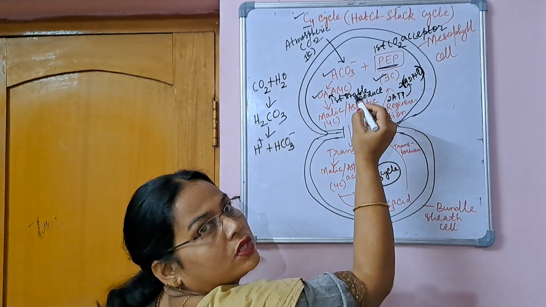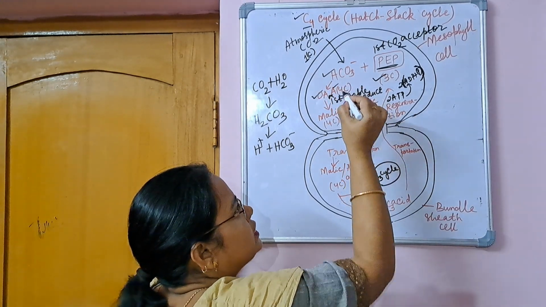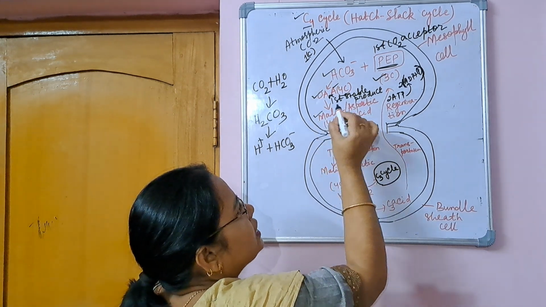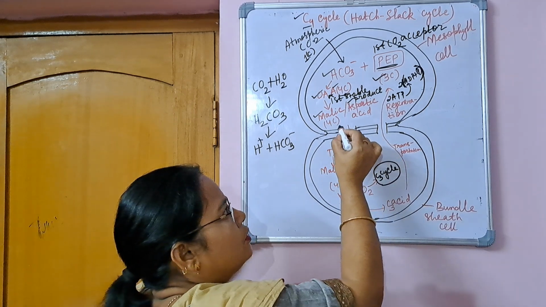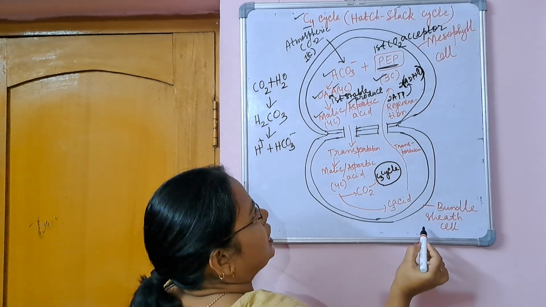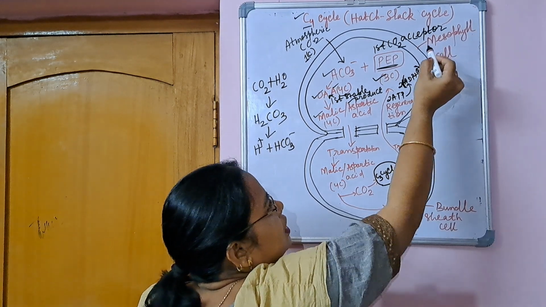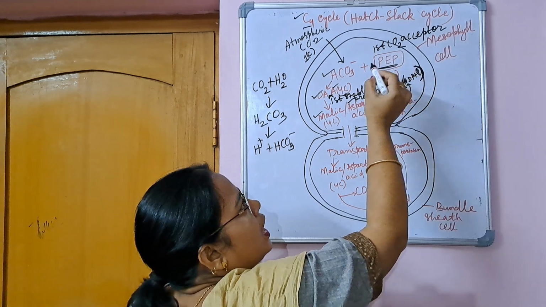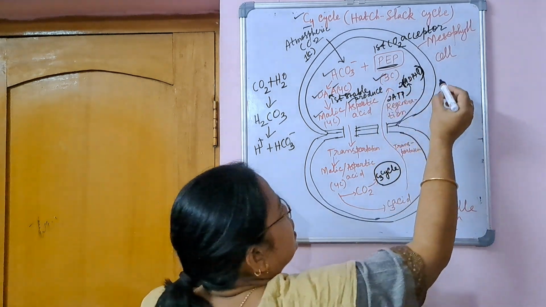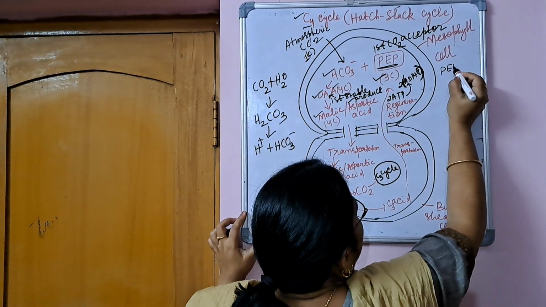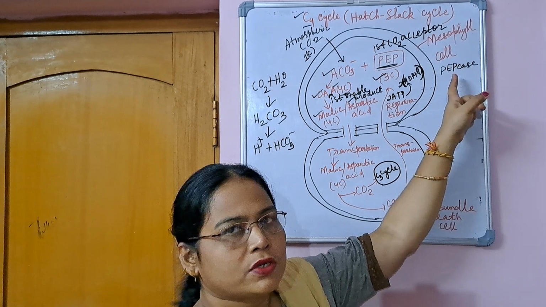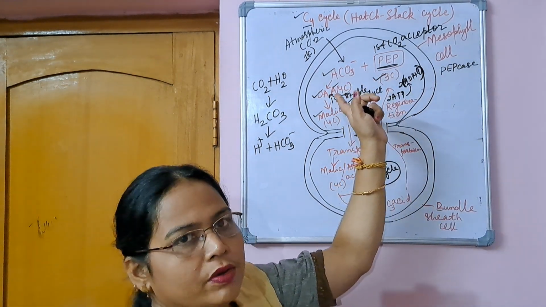Now after the formation of the first stable product, that is oxaloacetic acid, this gets converted into a 4 carbon compound, that is malic acid or aspartic acid. Now this malic or aspartic acid gets transported to the bundle sheath cell. Here you see in the mesophyll cell phosphoenol pyruvate is there, and this is the first carbon dioxide acceptor, and in the presence of PEP case, that is phosphoenol pyruvate carboxylase, it is forming oxaloacetic acid.